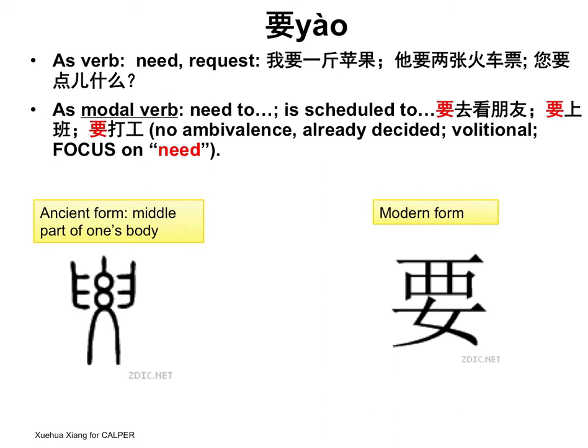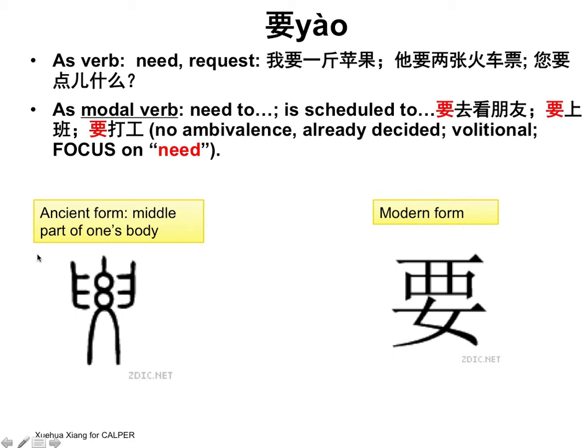I'm just going there. So if you translate this into English, the closest sometimes you get is the going form. For example, 要去看朋友, I'm going to see a friend. 要上班, I'm gonna go to work. I'm gonna. Because it's scheduled and it's settled.